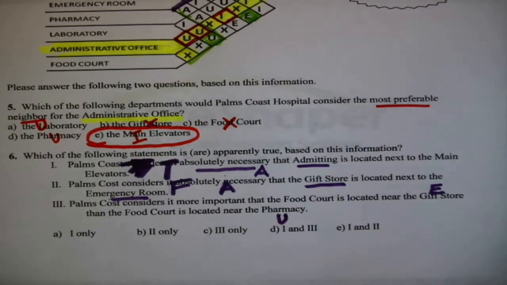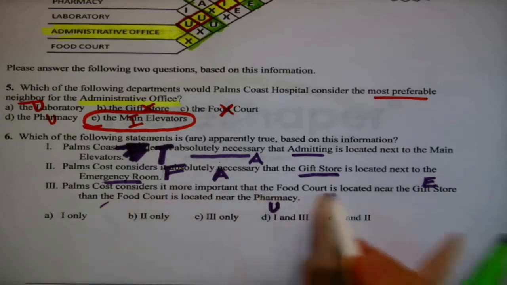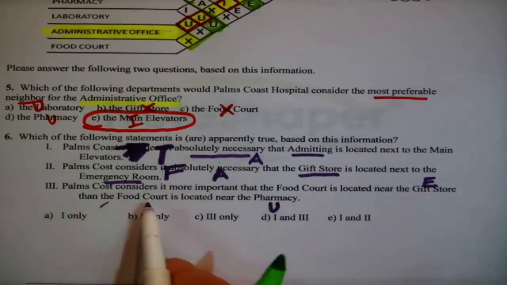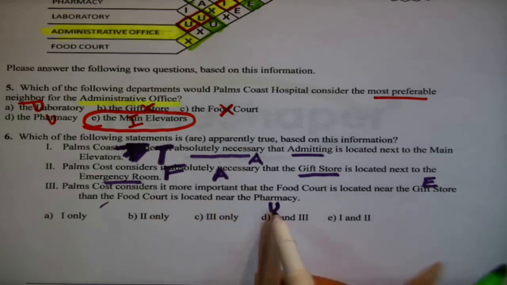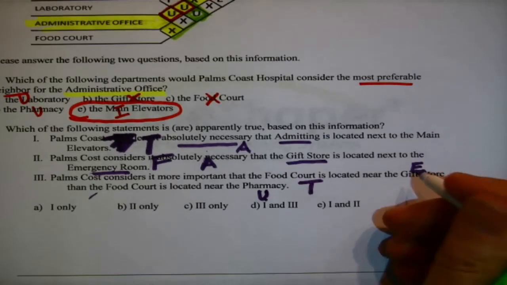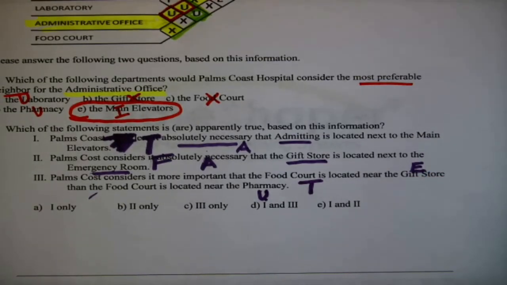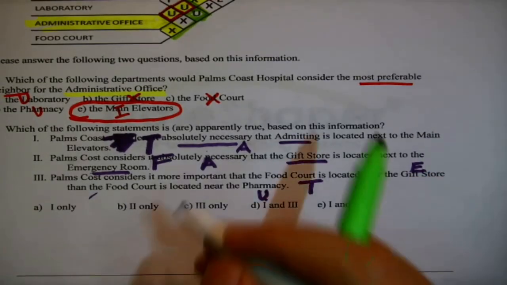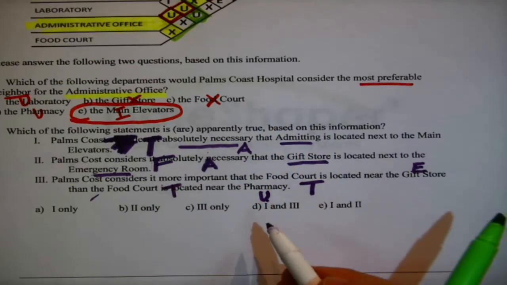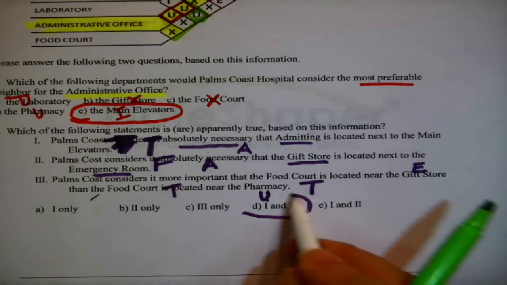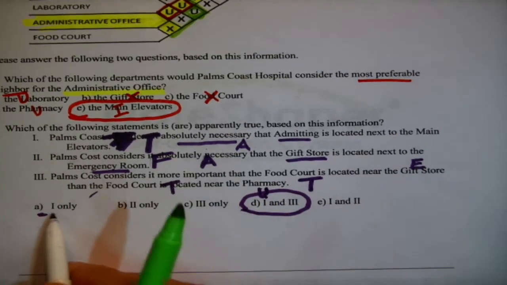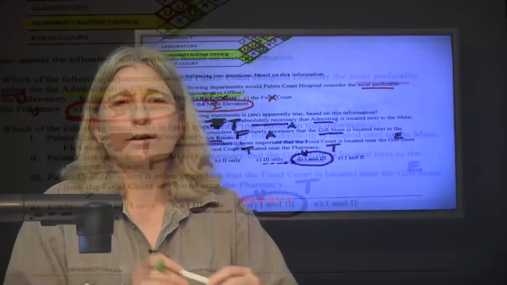Now, what was the statement? They consider it more important that the food court is located near the gift store, E, than that the food court is located near the pharmacy, U. That's true, because E comes before U in the alphabet. That is a higher degree of importance. Okay, so that one tested true. So we have 1 and 3. So here we go for partial credit.